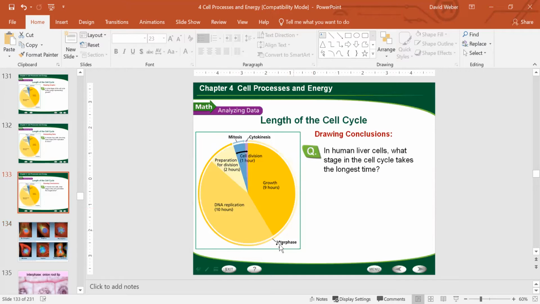So to help you out, interphase is the longest piece. Okay, interphase itself is the longest piece. So write that down somewhere. Pause the video. Interphase is the longest cycle of the cell.